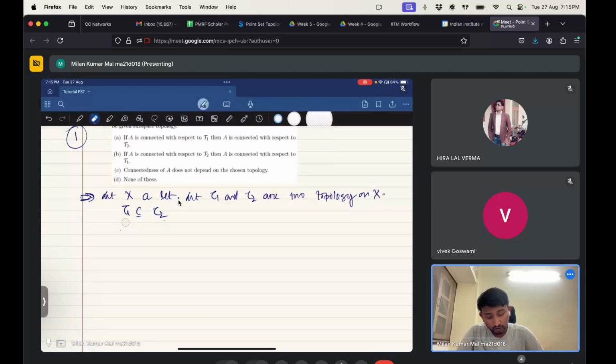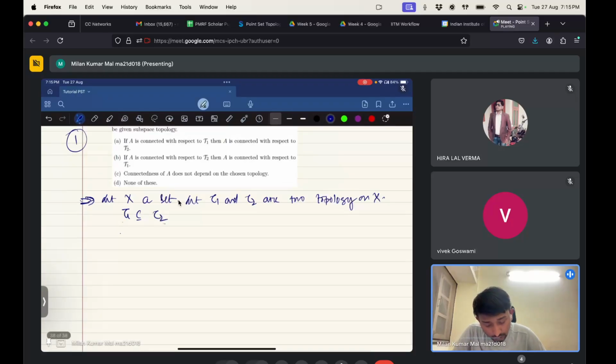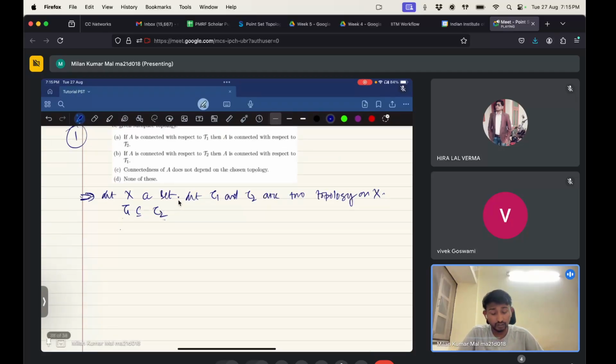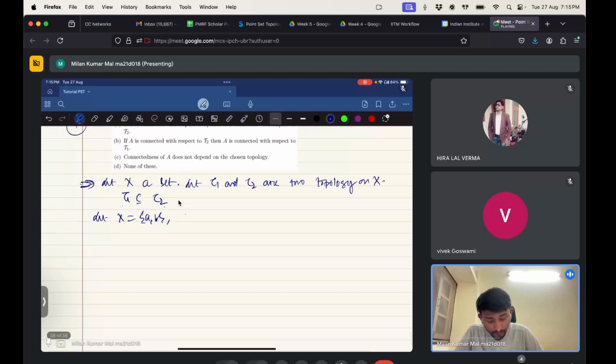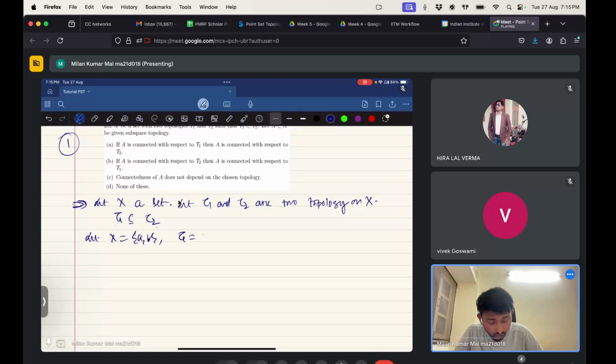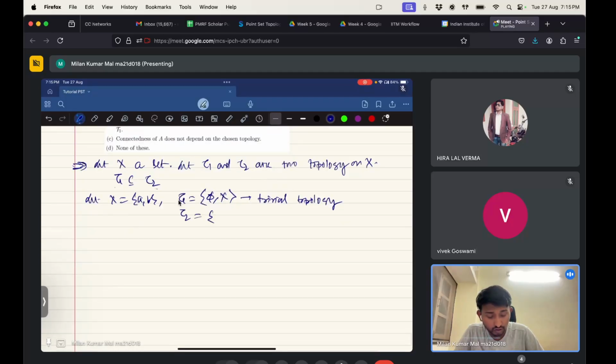So first I will check whether this is true or not: if A is connected with respect to tau 1, then is A connected with respect to tau 2 or not? The counterexample is this. Let X equal {a, b}, and consider tau 1 equal to the empty set and the full set X, that is the trivial topology, and tau 2 equal to the empty set, the full set X, the singleton set {a} and the singleton set {b}. This is the discrete topology.